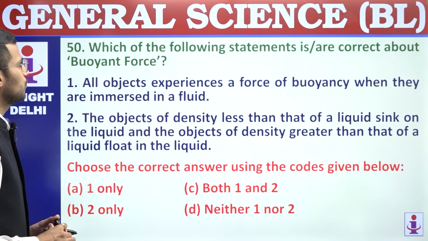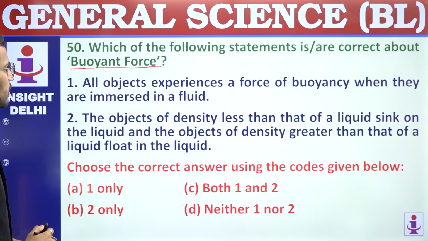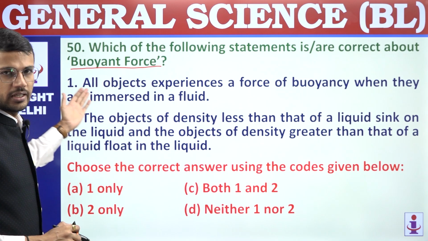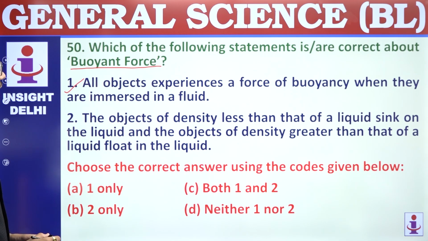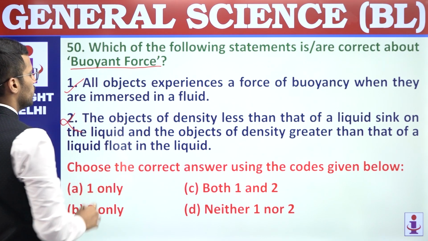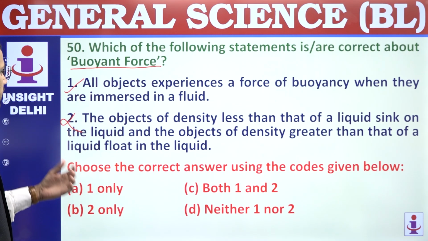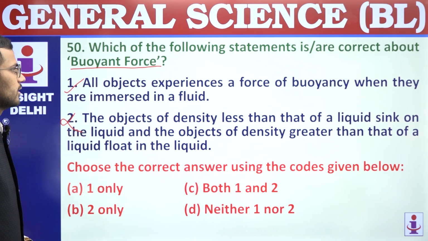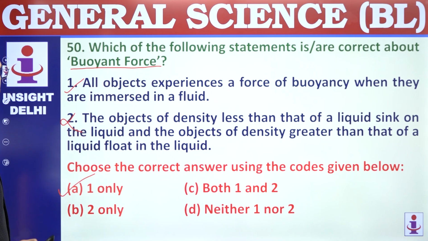Next, 50. Which of the following statements are correct about buoyant force? First, all objects experience a force of buoyancy when they are immersed in a fluid. So, correct statement. Second, the objects of density less than that of a liquid sink in the liquid, and the objects of density greater than that of liquid float in the liquid. This is reverse. Objects of density lower than the density of liquid will float, and objects with greater density than the liquid will sink inside the liquid, and that's why second statement is incorrect. So we are supposed to find out correct statements only. Answer is A, 1 only. Question number 50, answer is A.